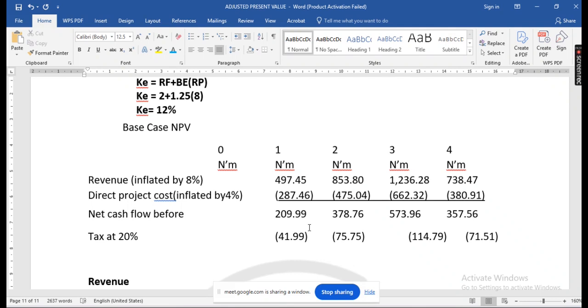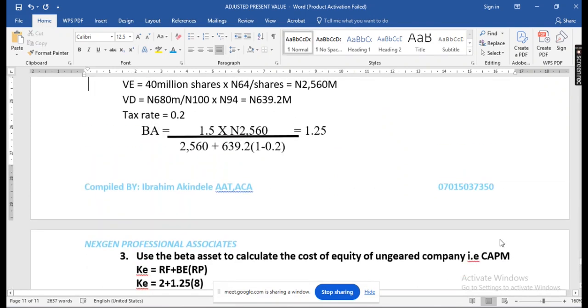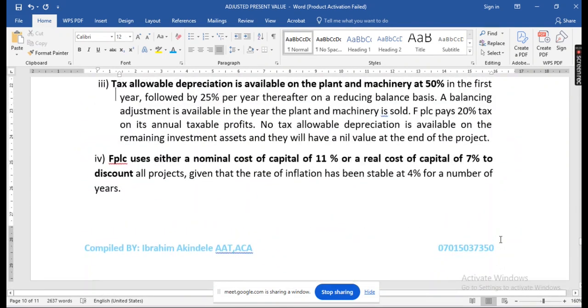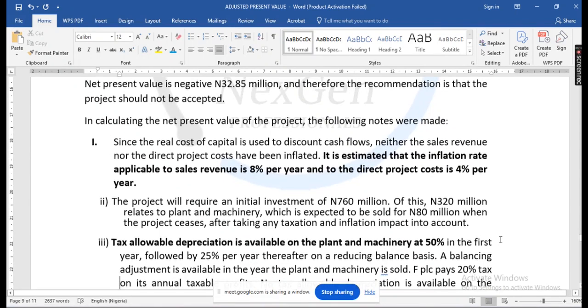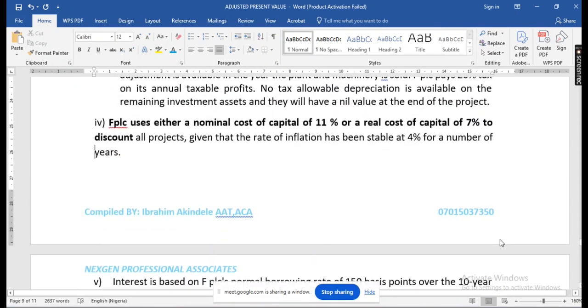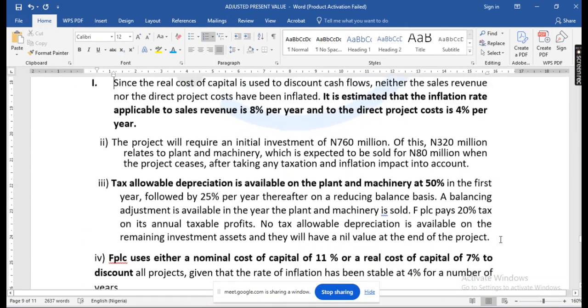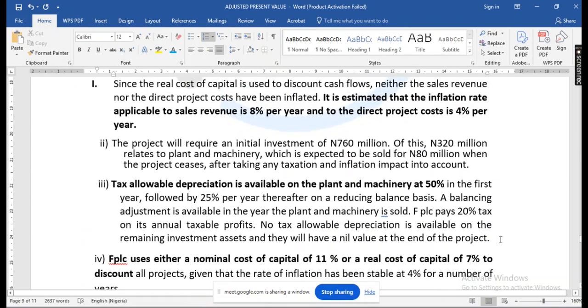So this is the task, right? Now, don't forget that we have the cost of the assets. Class, if you did not understand what we are doing, please unmute your mic and ask a question.